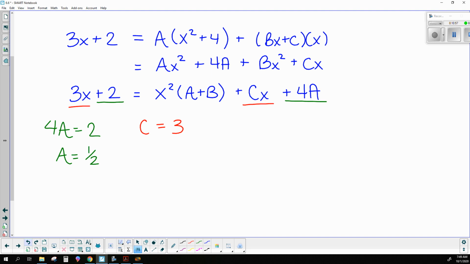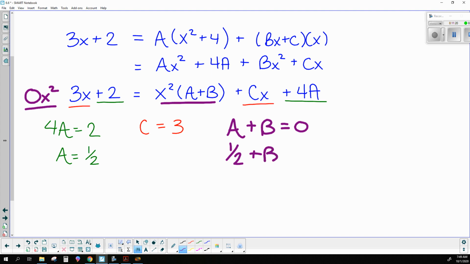The last one is this right here. Notice I have 0 x squareds over here, right? I have none of them. So all that means is that a plus b must equal 0. Well, we know that a is 1/2, plus b equals 0. So b must be equivalent to a negative 1/2.